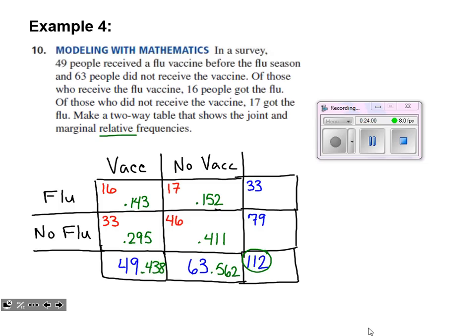And if I do a quick addition, they don't necessarily add up, but that's more than likely just a rounding issue on my part. Okay, and then lastly, our final column, 33 divided by 112, that's 0.295. 79 divided by 112, that's 0.705. And if we just do our quick check, adding across the bottom row and down the right-hand column, I do reach a total of 1.